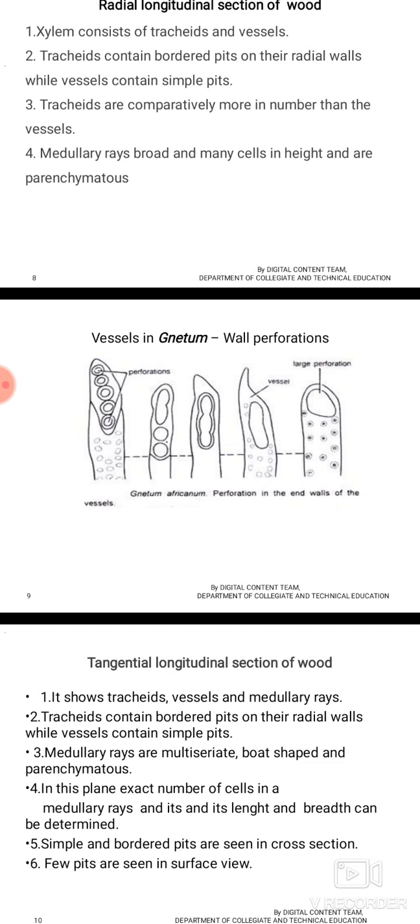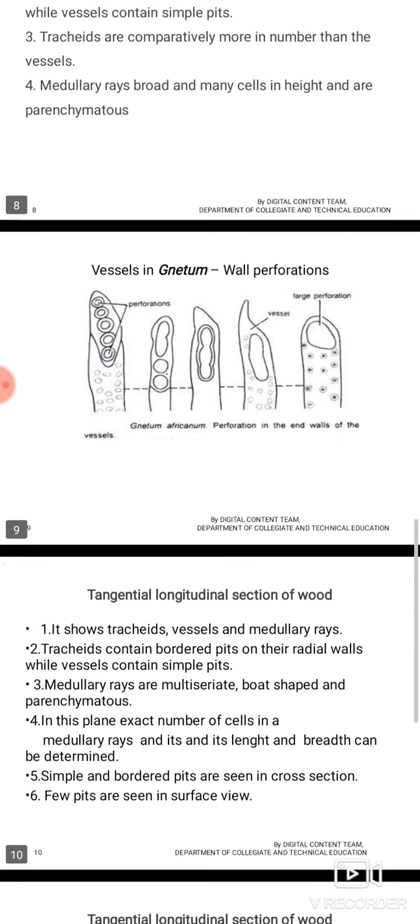And in this plane, exact number of cells in medullary rays and its length and breadth can be determined. Simple and bordered pits can be seen in this section. A few pits are seen in surface view.